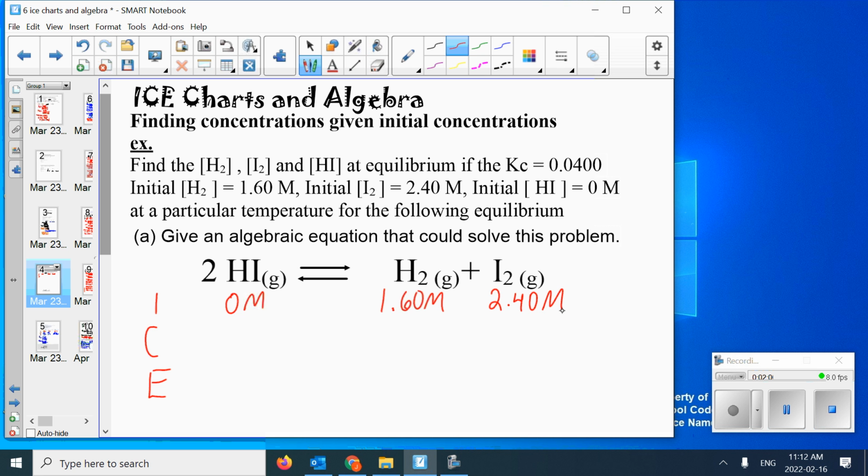Here's why you have to use the algebra with this problem. In previous problems, you were always given one of those three for the equilibrium concentration, then you could subtract or add and figure everything else out, right? Just using arithmetic. In this case, we have nothing. So we have to strictly do it by change. So here's what we do. I like to start with one that has a balanced coefficient of 1 rather than 2.